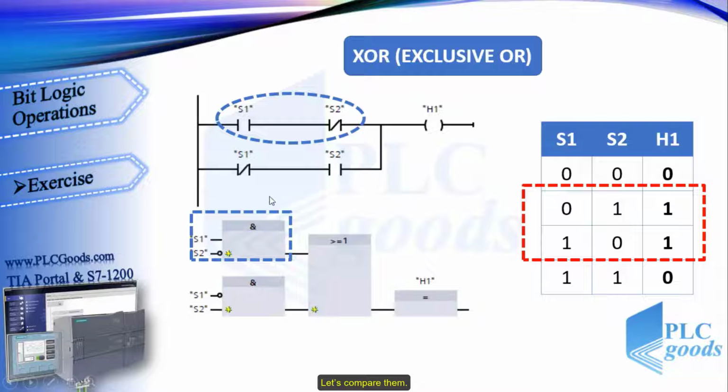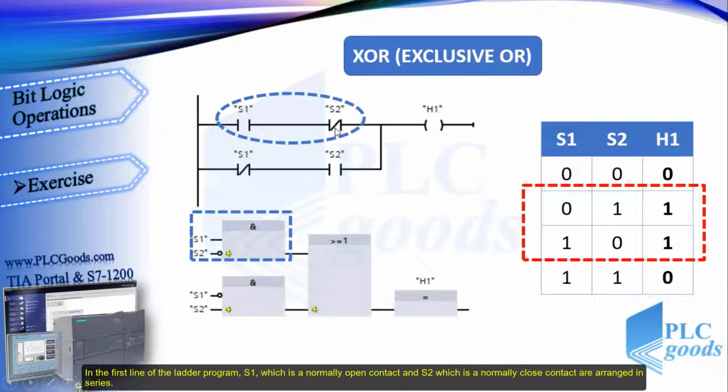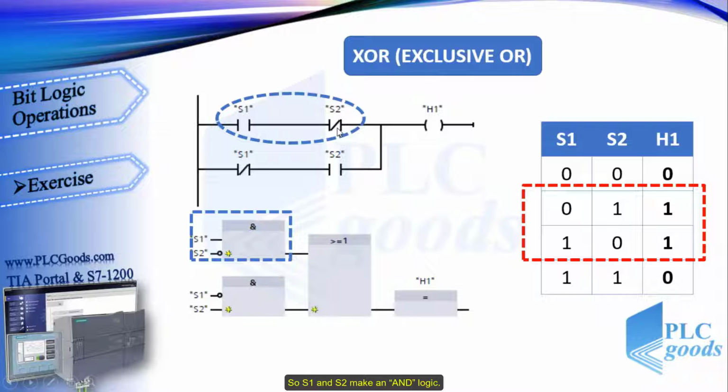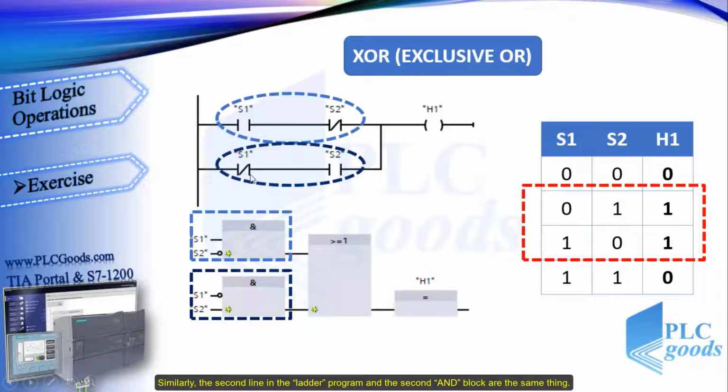Let's compare them. In the first line of the ladder program, S1, which is a normally open contact, and S2, which is a normally closed contact, are arranged in series. So S1 and S2 make an AND logic. As you can see, the inputs of this AND block are S1 and inverted S2. Similarly, the second line in the ladder program and the second AND block are the same thing.